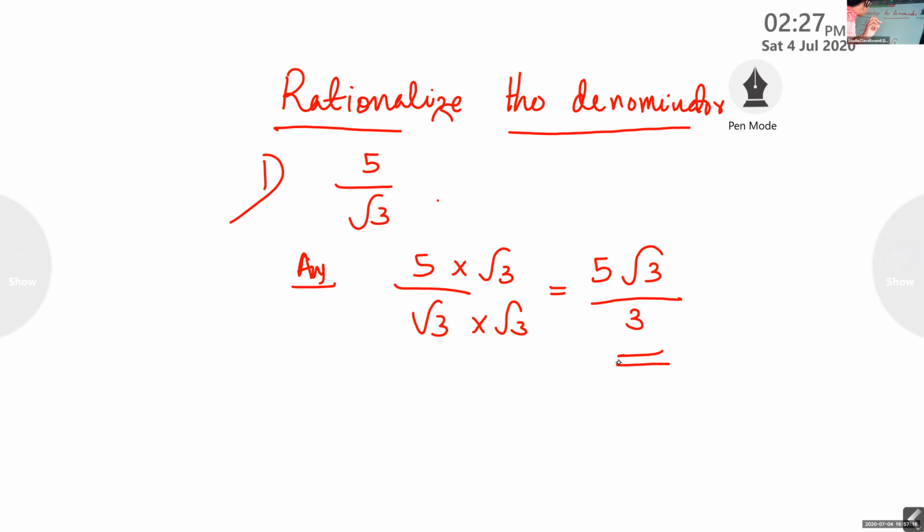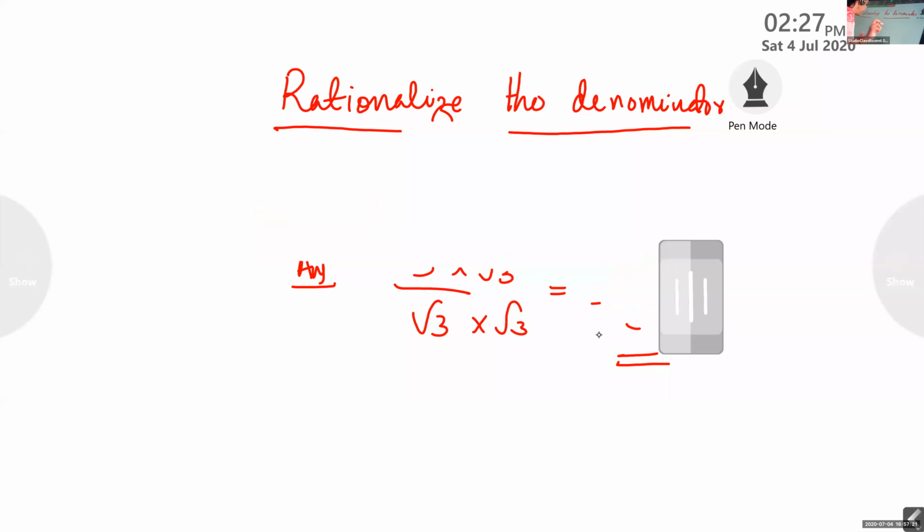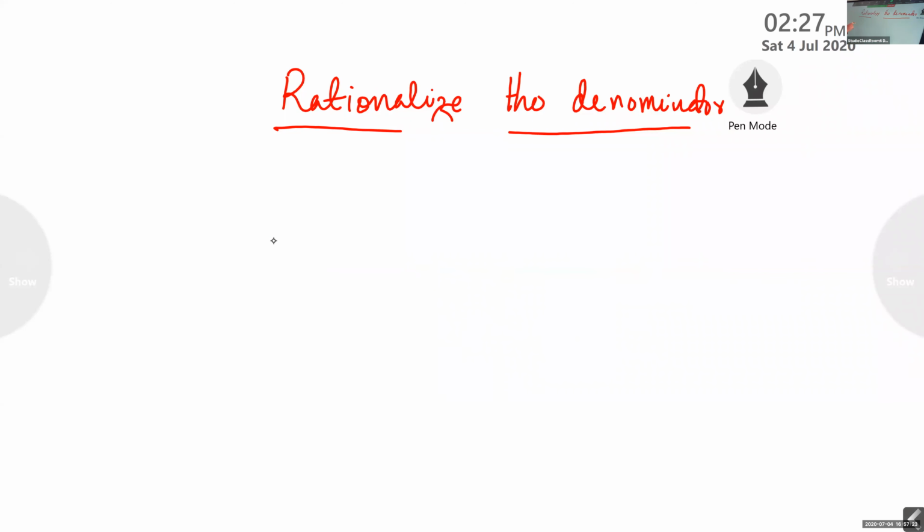Okay. So the second question is 10 by root 7. Those who were not there, just do it. Don't tell the answer, let them do it. Those who were not there.